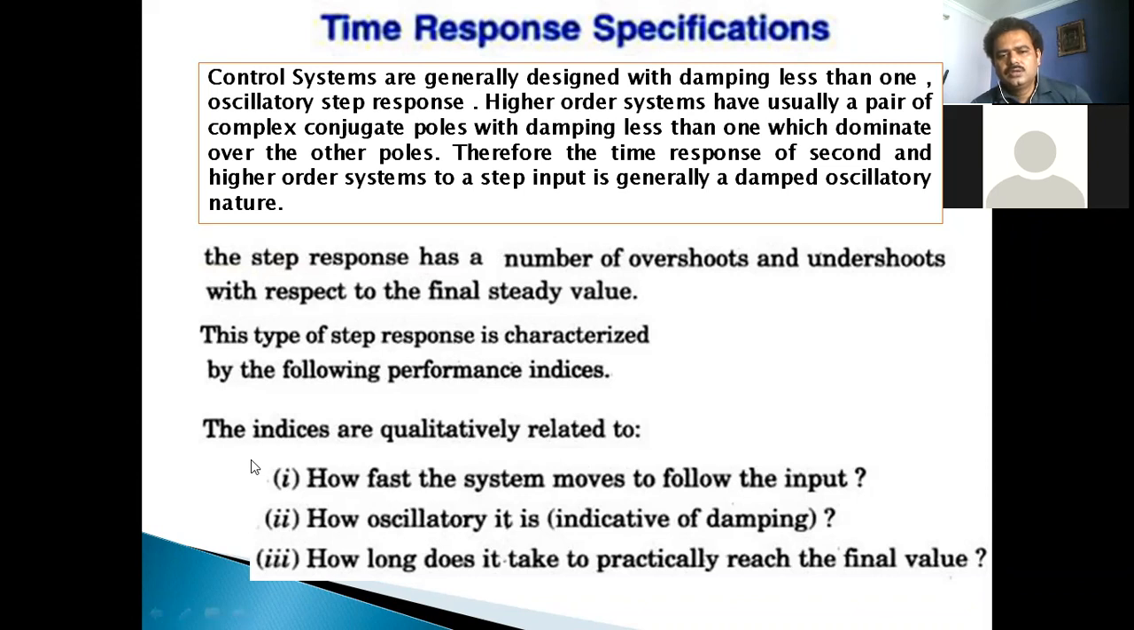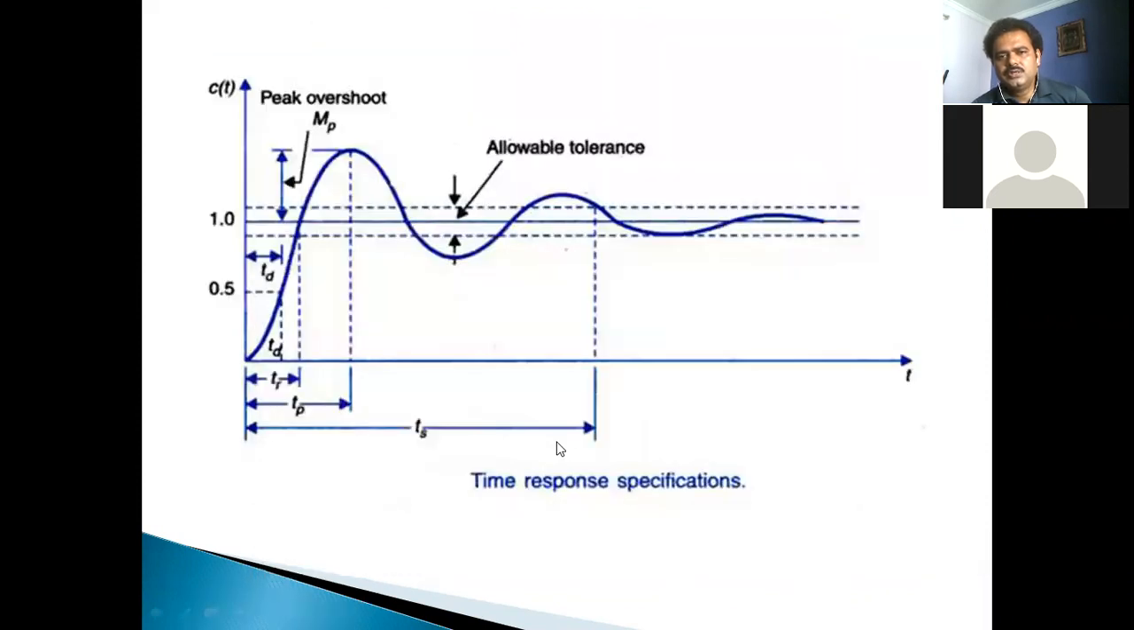Okay. Related, quantitative indices. Transient indices. So this is the oscillatory response. Just now I told you these are the time domain specifications, also called transient specifications. One more specification I forgot to mention is the peak overshoot.